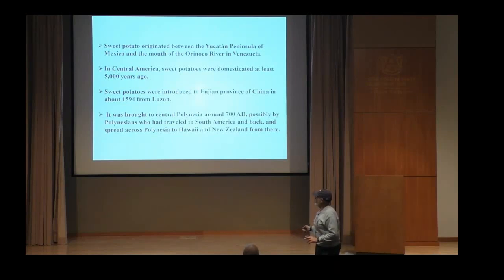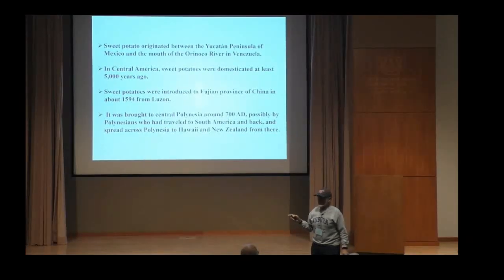It was brought to central Polynesia around 700 AD, possibly by Polynesians who had traveled to South America and back and spread it across Polynesia. There's no question. You know, Thor Heyerdahl made the Kon-Tiki and proved with a balsa wood raft that you can go from Peru to Polynesia, and he did. But it never occurred to him that the reverse could also be done. And sweet potato is the biggest argument for it. They say, well, it could have come from Indonesia through the Portuguese and so on. No. The Incas had it way before.